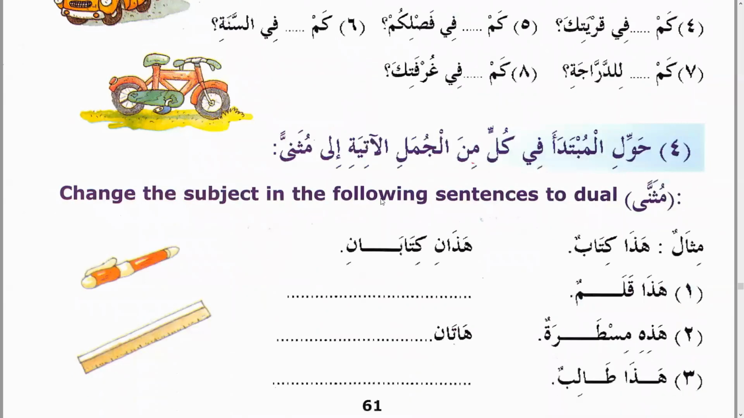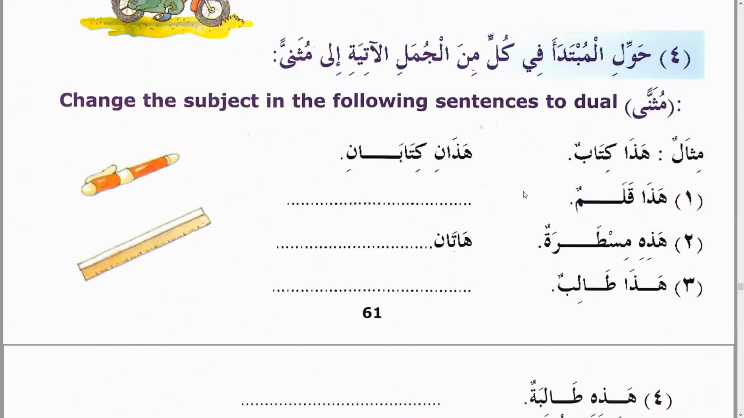Next one, change the subject in the following sentences to dual. Musanna, dual. So we should do hada kitabun, hadani kitabani. So we need to also make this dual, right? Hada hadani, kitabun kitabani. Similarly, hada qalamun, hadani qalamani. Right? Very easy. And this is also written as Hadhani. We don't write alif. But we read it as Hadani qalamani.